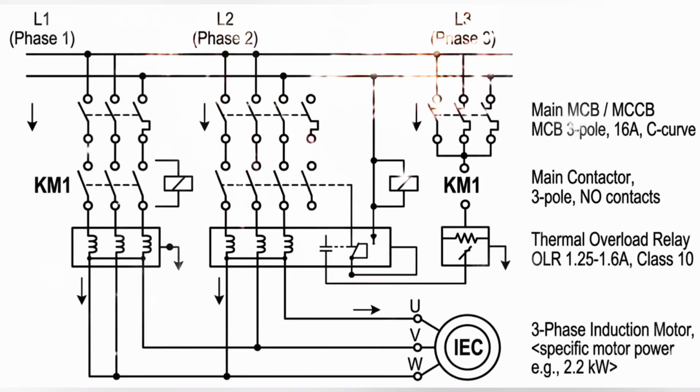Let's look at the power circuit. The 3-phase supply, L1, L2, and L3, flows through the 3-pole MCB. When the KM1 contactor closes, power is delivered to the motor terminals U, V, and W. The overload relay sits in series with the motor to monitor the current constantly. If the current stays too high for too long, it will break the control circuit and stop the motor.